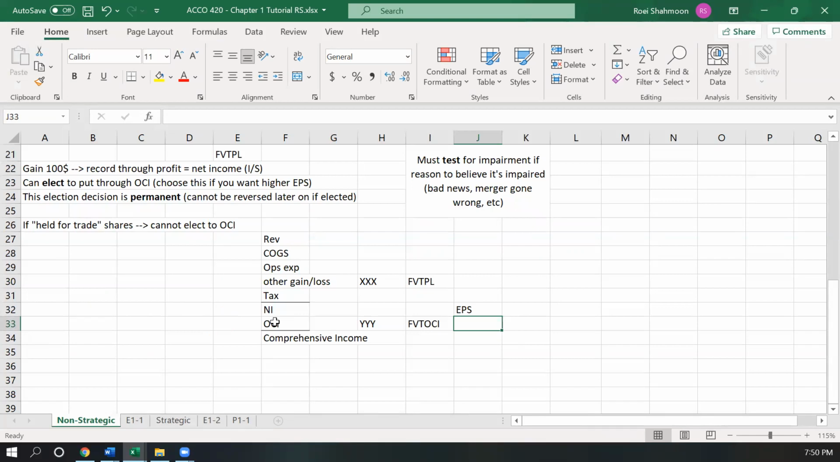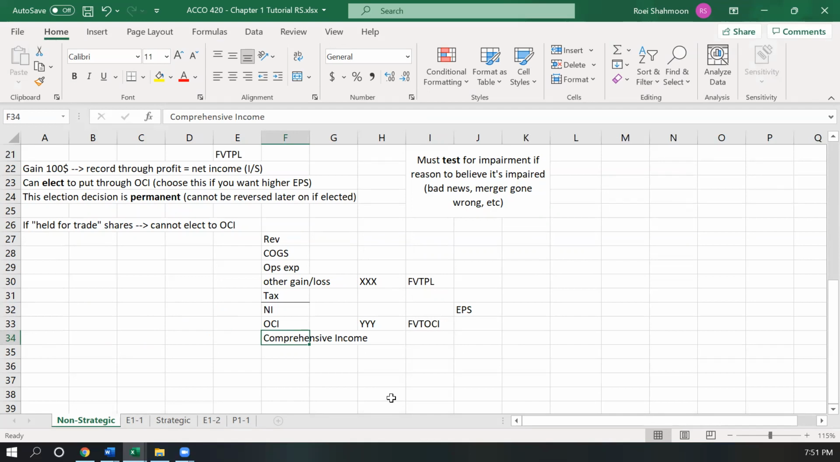The trick here, guys, is that this election, and you have to do this with an election, you can't just have it happen randomly, is permanent. So let's say one year I have a loss. I say, let me put this in OCI. Done. Your loss is hidden away forever. Well, it's going to come here, but not on my EPS, it doesn't really appear too much. The shareholders won't really know about it.